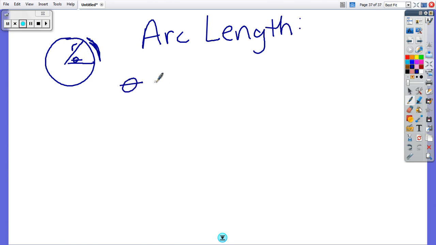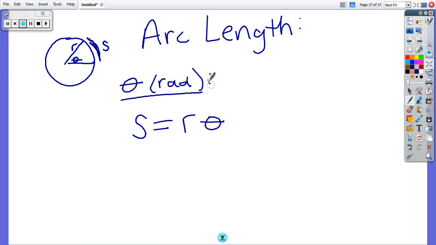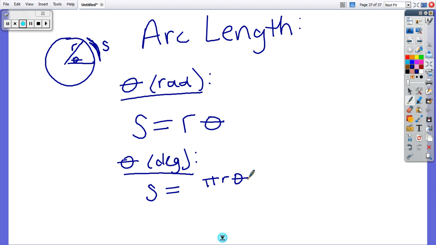If theta is in radians, we use this formula. S, the arc length, is equal to the radius times theta. If theta is in degrees, which we know sometimes happens, then our formula becomes S is equal to pi times r times theta, divided by 180 degrees.